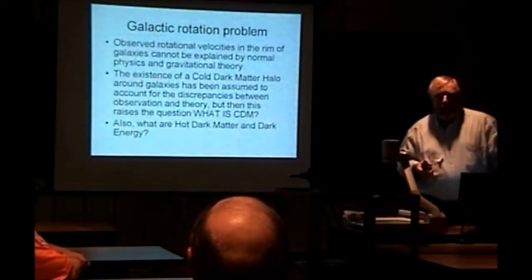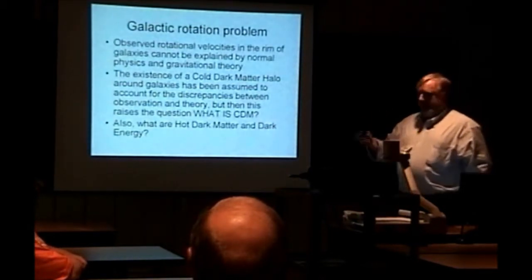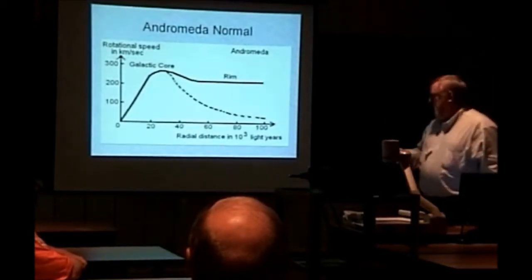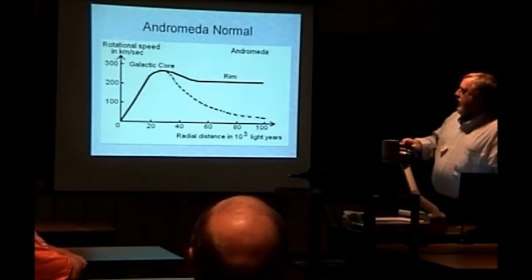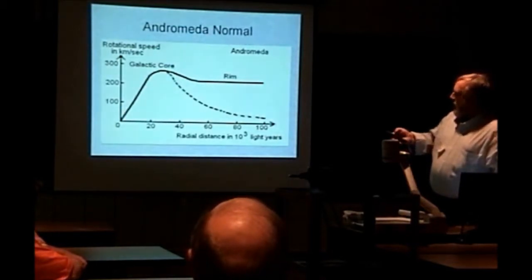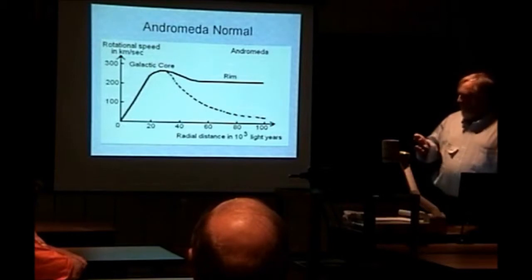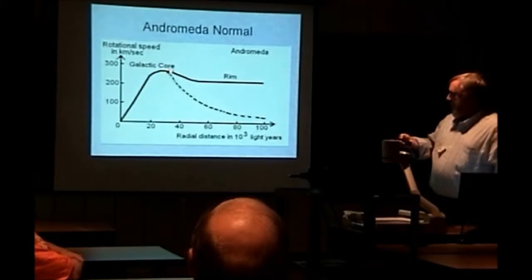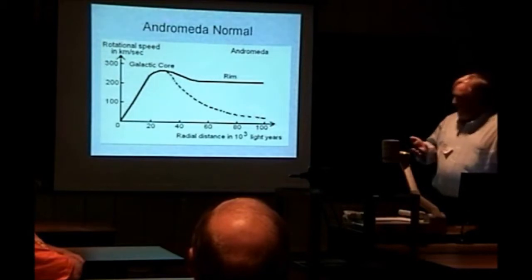Also, they talk about hot dark matter and dark energy, not knowing what they are. They are assumed. They can somehow detect them, but they don't know what they are. Okay, this is the Andromeda galaxy, and you can see the radial distance in light years, 10 to the third, against the rotational speed. Here's the speed at the core, and it levels out. But according to just Newtonian gravity theory, the speed should fall off as you go out towards the rim. Big problem. And I understand from our astronomer that even some other galaxies now are almost straight out from the galactic core. And they can't account for these constant speeds.